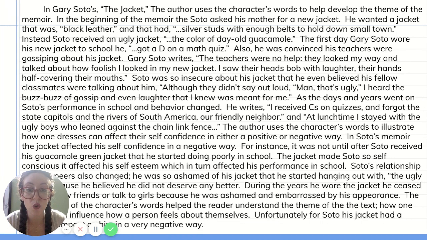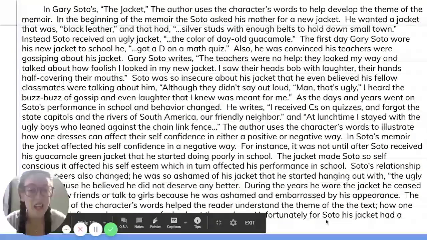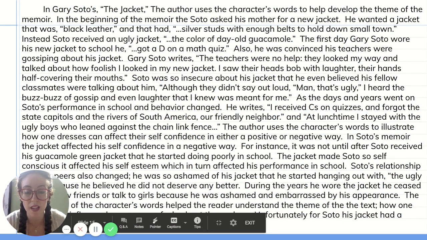Soto was so insecure about his jacket that he even believed his fellow classmates were talking about him. Although they didn't say it out loud, "man, that's ugly," I heard the buzz of gossip and even laughter that I knew was meant for me. As the days and years went on, Soto's performance in school and behavior changed. He writes, "I received C's on quizzes and forgot the state capitals and rivers of South America, our friendly neighbor. And at lunchtime, I stayed with the ugly boys who leaned against the chain-link fence."